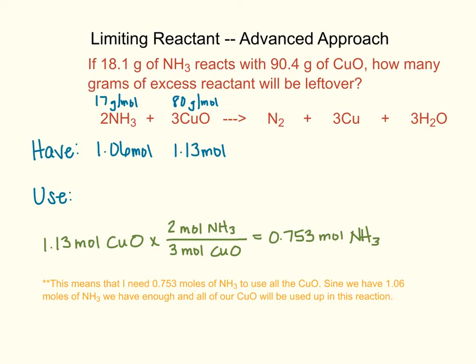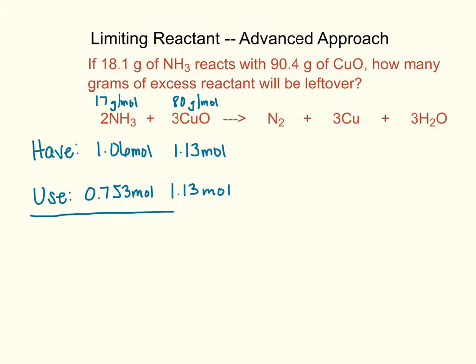So if CuO is my limiting reactant, I know that I'm going to use all 1.13 moles, which will require 0.753 moles of my NH3. So I'm going to use 0.753 moles of my NH3 to use up all of my 1.13 moles of my CuO.